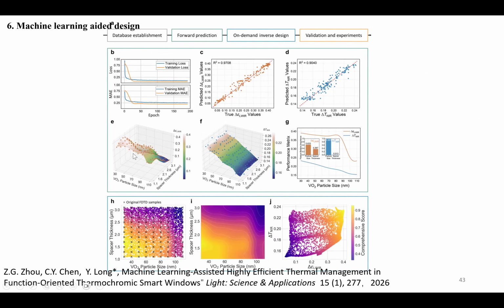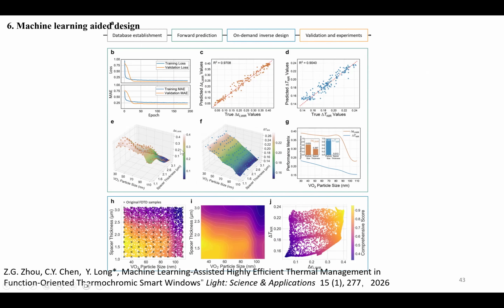So this is from the FTTT simulation and machine learning. We use a database to establish the forward prediction, then on-demand inverse design. Then we use validation and experiment. This is the full process of trying to understand which parameters are important to keep increasing the performance.